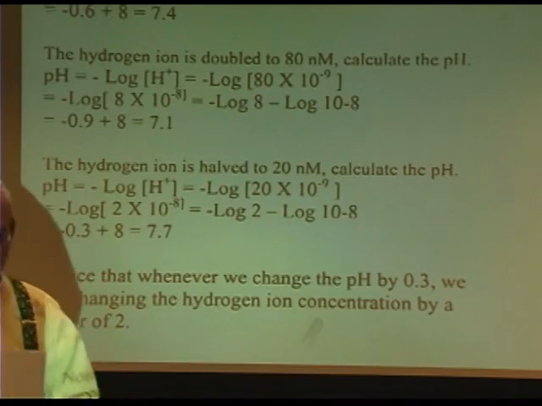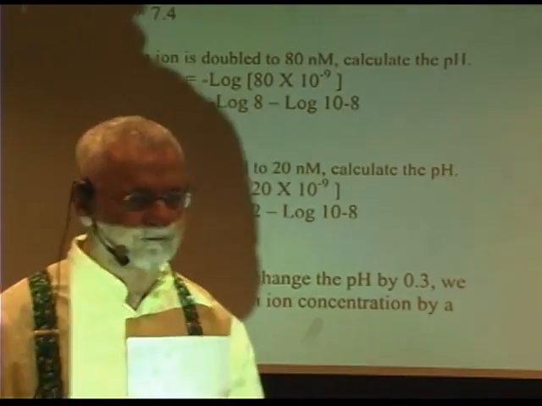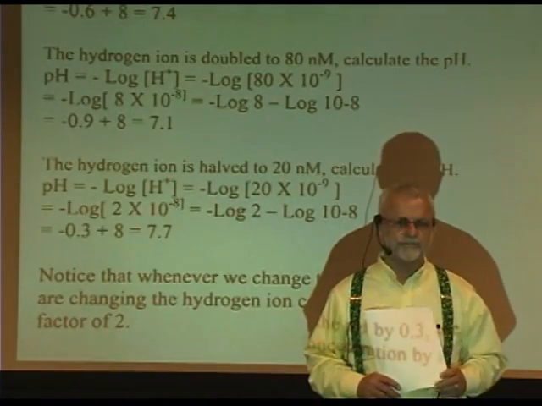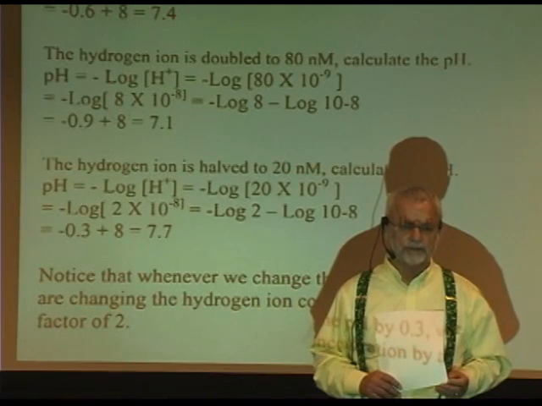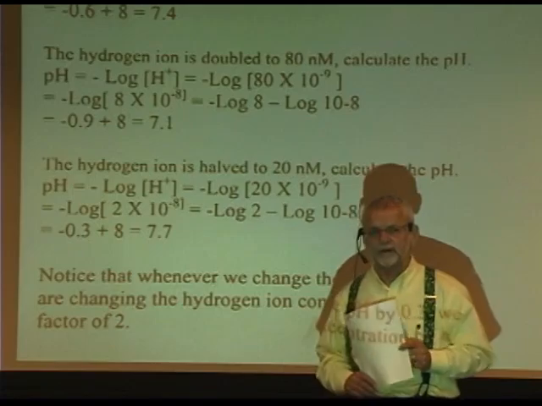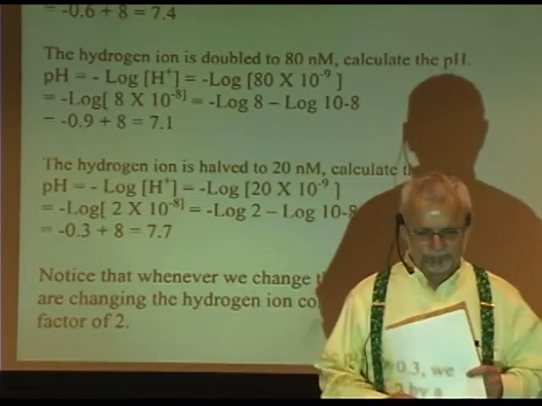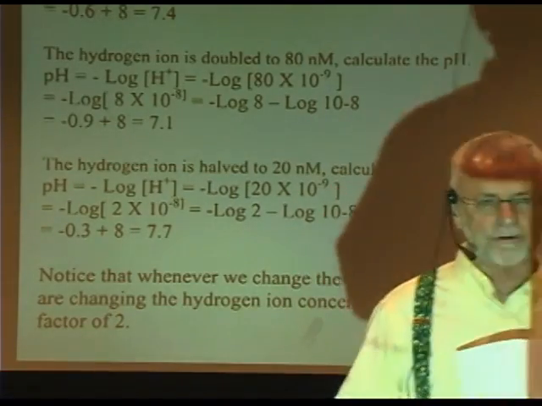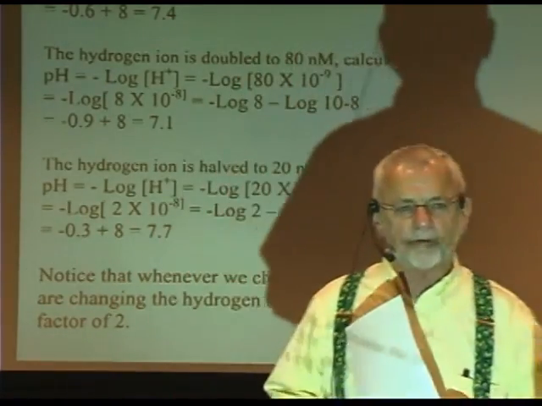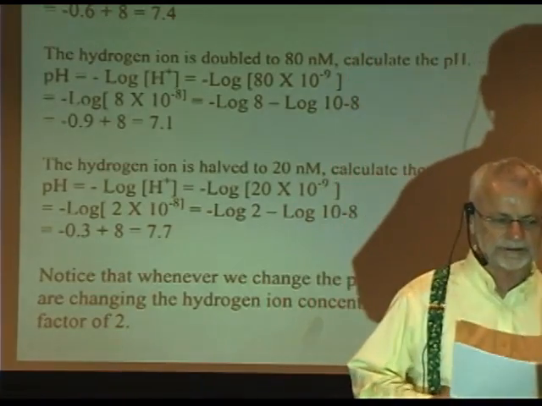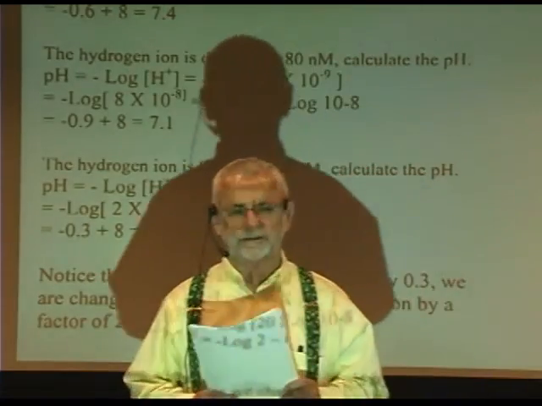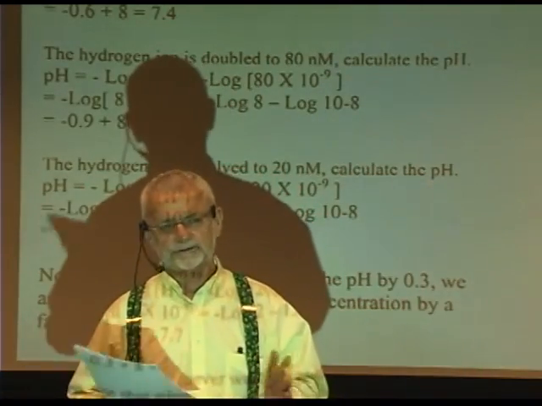So you will learn that when a person's blood goes from 7.4 to 7.1, that's a pretty dramatic change in the blood pH value. But in real terms, what you've done is double the amount of hydrogen ion in the blood. And if it goes from 7.4 up to 7.7, what it's done is halve the hydrogen ion concentration. So it's helpful to learn that the log of 2 is 0.3. Remember that you have to remember the simple logarithms.